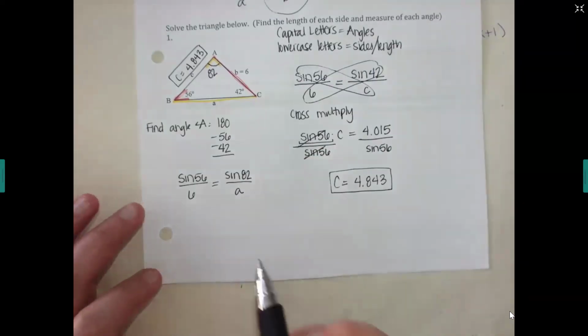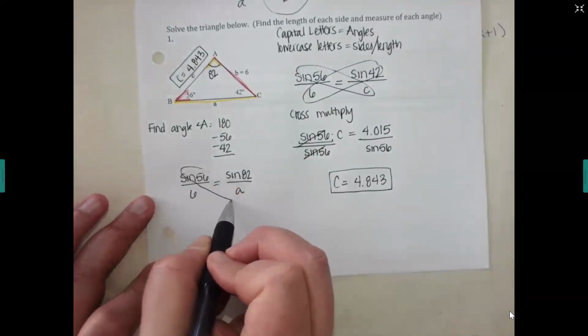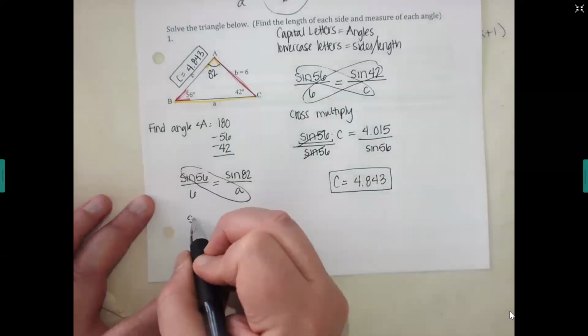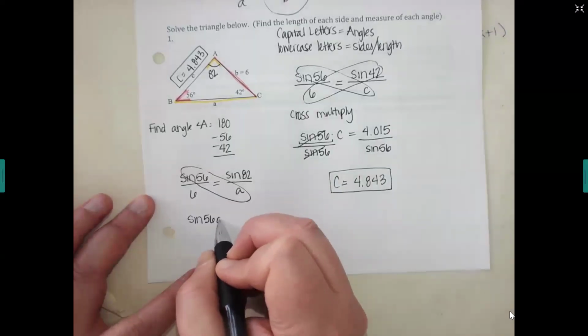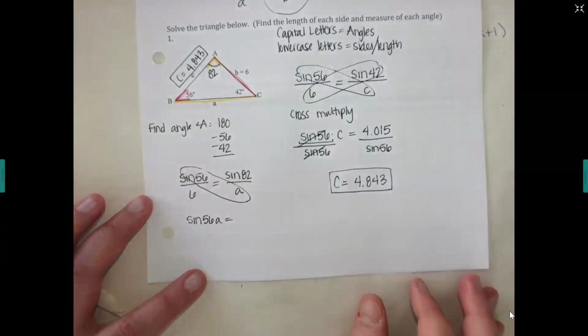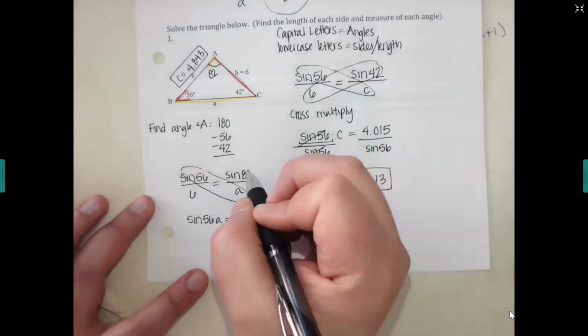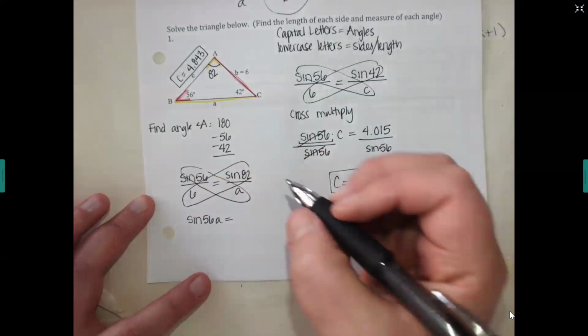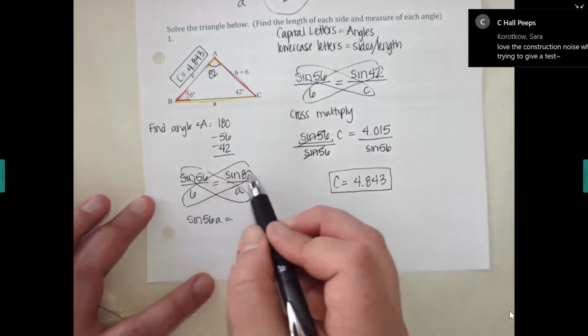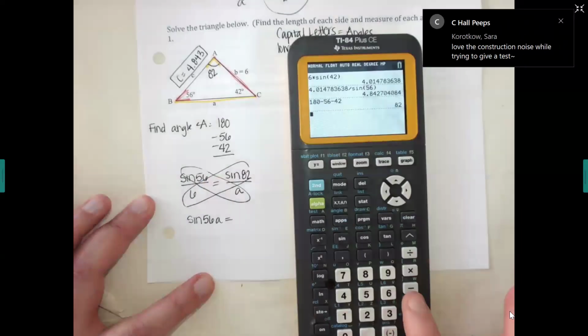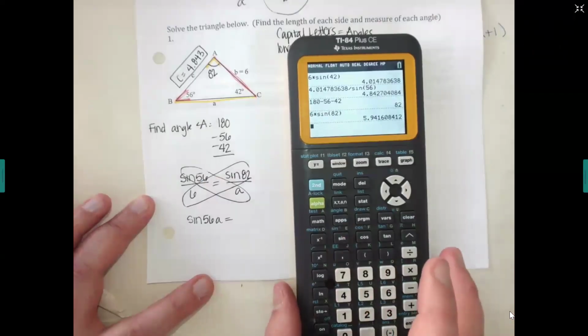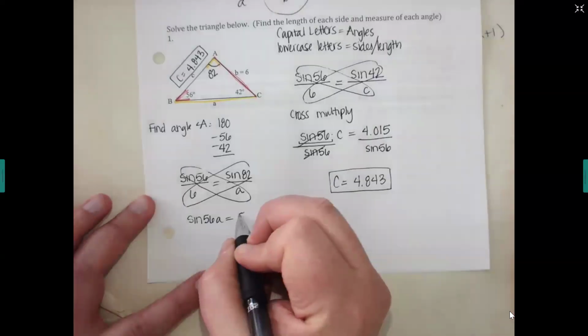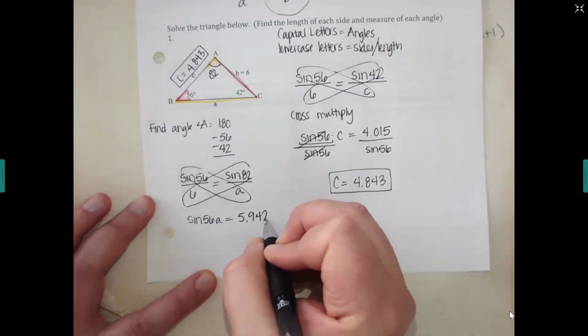So when I cross multiply, sine 56 times A is sine 56 times A. Nothing to do there. But then in the other diagonal, I'm going to actually use my calculator to do 6 times sine 82. So in your calculator, you're going to multiply this diagonal. So 6 times sine 82 gives me 5.942.